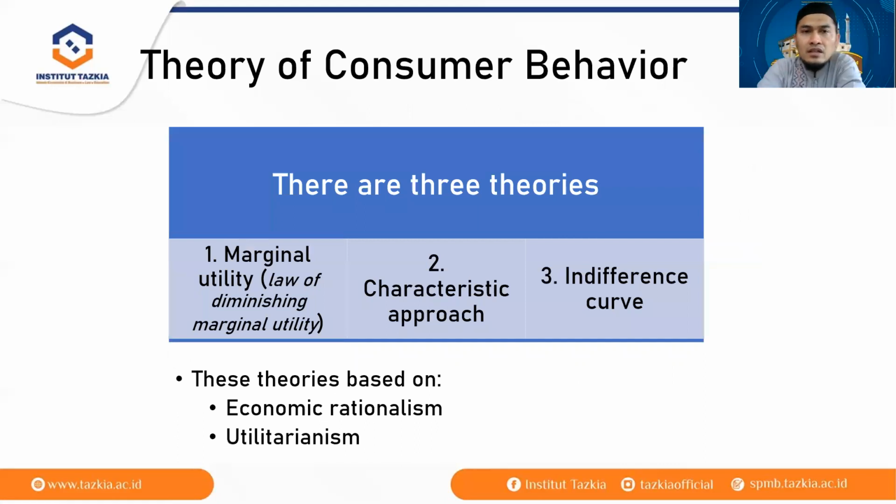So coming to the theory of customer behavior, there are three theories here. Starting with marginal utility, the law of diminishing marginal utility. Secondly, the characteristic approach. Lastly, the indifference curve. These are theories based on economic rationalism and utilitarianism. Let's go through the discussions one by one.